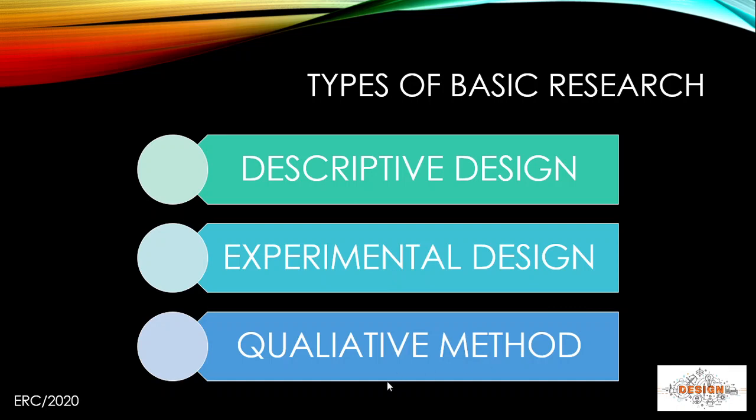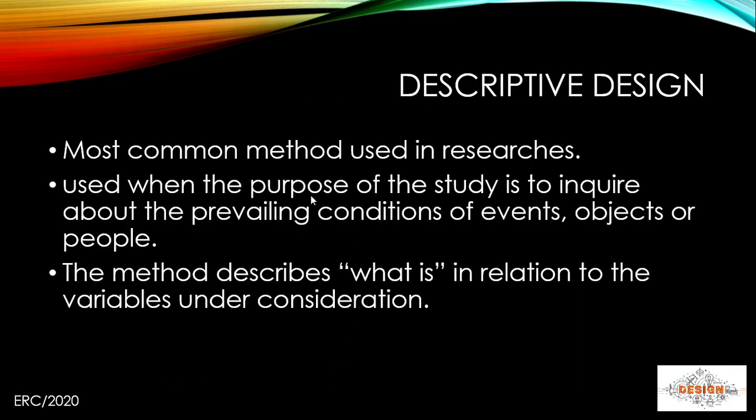Next is the descriptive design. The descriptive research design is the most common method used in research. It is used when the purpose of the study is to inquire about the prevailing conditions of the event, object, or the people. If you want to describe something, you are going to use the descriptive research design. The method describes what is in relation to the variables under consideration.